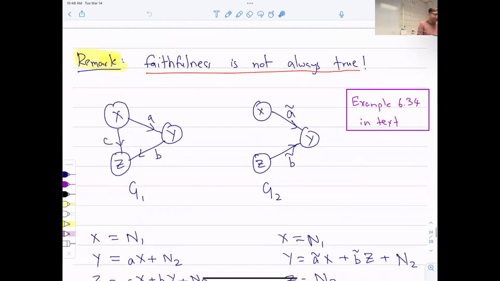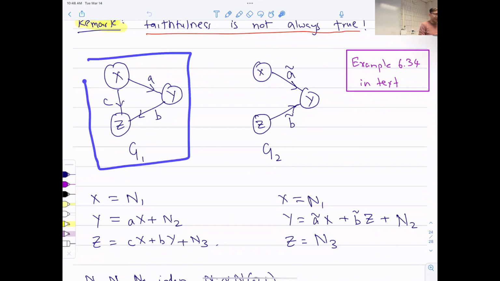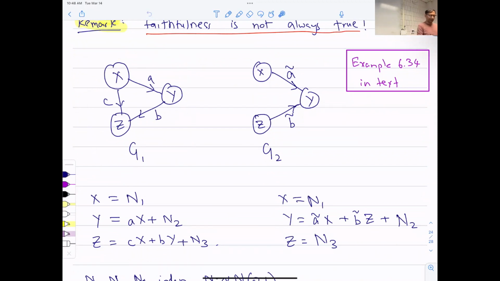Okay. So let's look at this graph. Forget G2 for a second. Just look at G1. So X, Y, and Z: X is just a Gaussian, zero mean unit variance. Y is A times X plus an independent Gaussian. And Z is C times X plus B times Y plus an independent Gaussian. So this is my generative model. This is the graph associated with it.